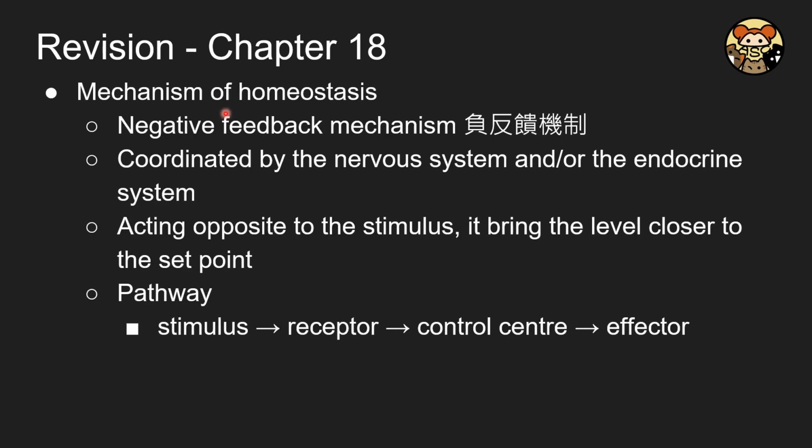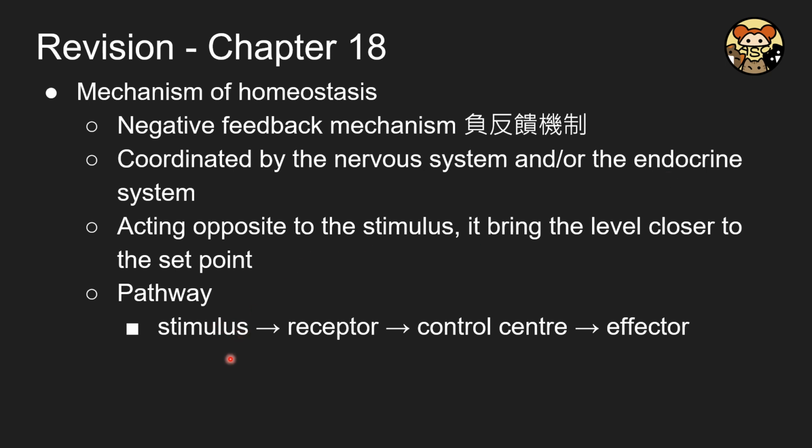And how do we keep our body in balance? We use a method called the negative feedback mechanism. Whenever there is a stimulus, we act opposite to that, to bring the level closer to the original set point. And how is it done? It is by coordination of the nervous system and also the endocrine system. The endocrine system consists of glands that do not have a defined duct. In other words, we call them ductless glands.